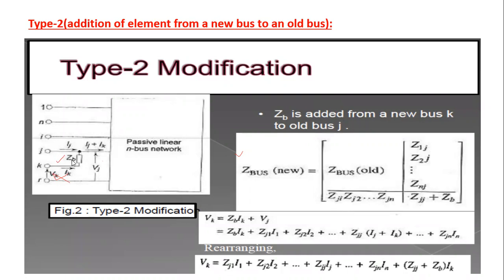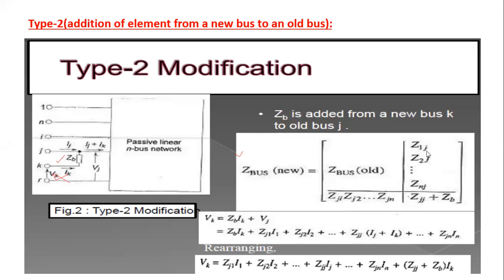Okay, in that case, that ZB is added in between the J to K. That is the old bus to new bus. Therefore, we can write the Z bus matrix. That is Z bus new is equal to the Z bus old and Z1J, Z2J and so on ZNJ.